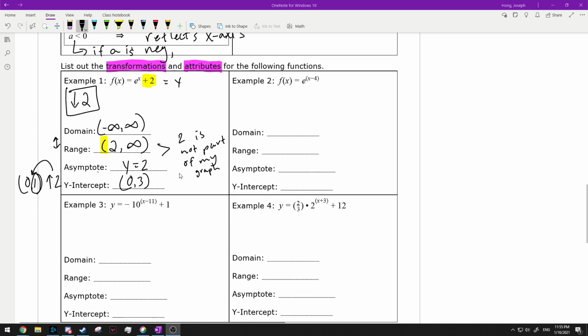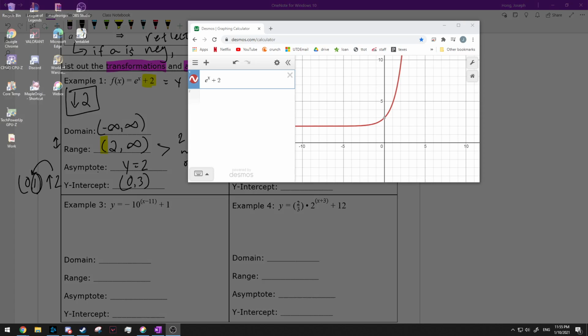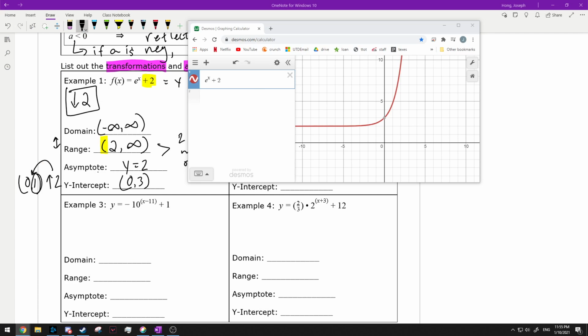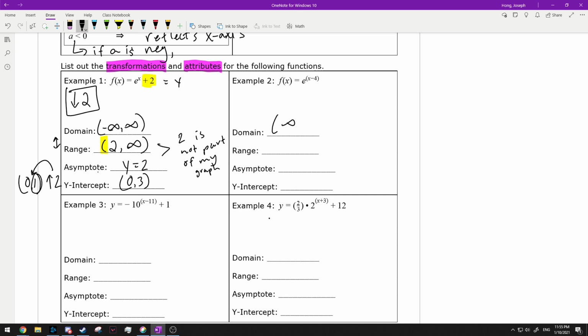Alright, so example 2, I'm just going to tell you the answers just so that you can check your work. Here we go. The domain is always all real numbers. The range, since I didn't move it up or down, is still going to be y is greater than 0, or you can write it as 0 comma infinity. The asymptote is still y equals 0, and the y-intercept is some weird number, and that's perfectly fine.